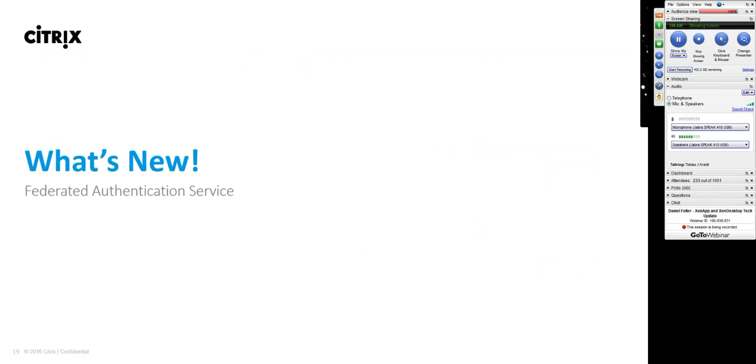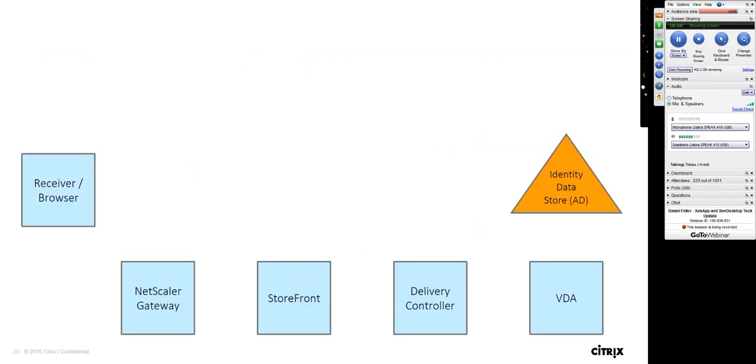Another thing that's new, which was actually in the 7.9 release, is Federated Authentication Service. This gets more into authentication. How authentication currently works, and how almost everyone who uses XenApp and XenDesktop is doing it right now, is you have a Receiver, your browser, your external, you contact NetScaler Gateway, and you enter your credentials.